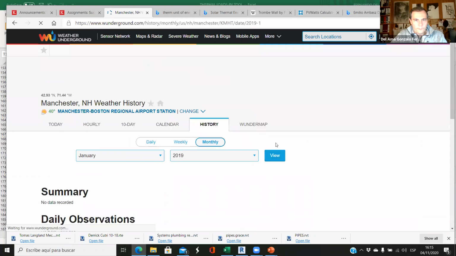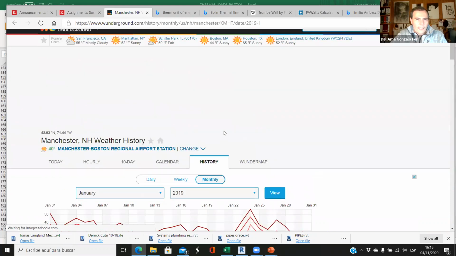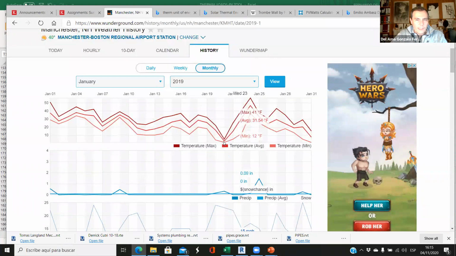Okay, so we analyzed the minimum temperature. In this case, it is 1 Fahrenheit. But look at this. This is the minimum temperature, and the maximum temperature is 56. So it doesn't mean that our house is consuming the peak energy that we are calculating when the outdoor temperature is 1 Fahrenheit. Okay, so that's why we need the average temperature.